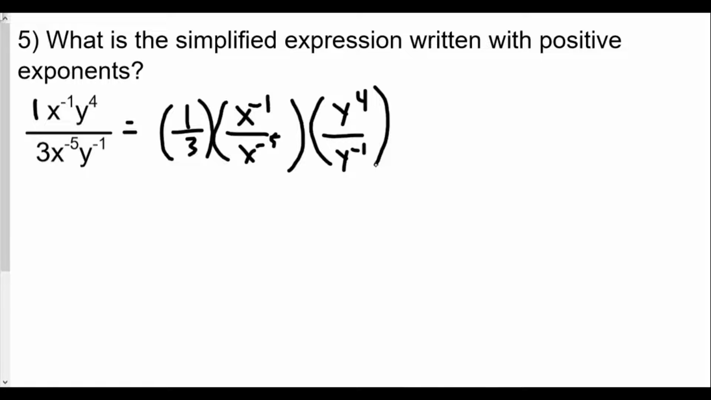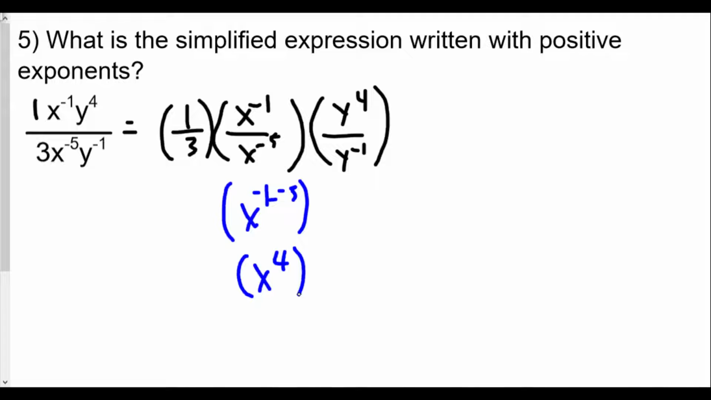And in this technique, we're going to just simplify. We know the 1/3 is still the 1/3, and for the x to the negative 1 over x to the negative 5, we get x to the negative 1 minus negative 5. So negative 1 minus negative 5 is really x to the fourth power. Okay, so that's what we get for the x negative 1 over x negative 5.